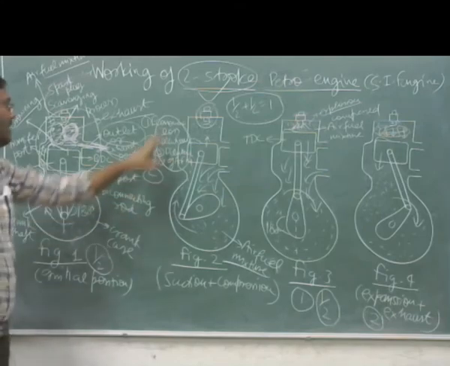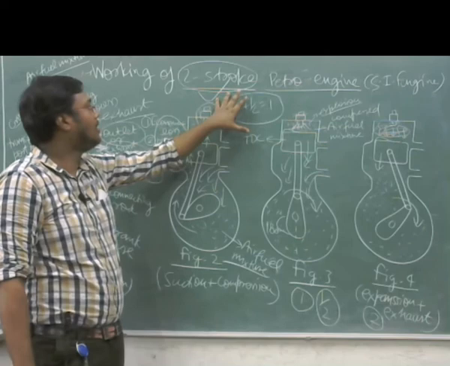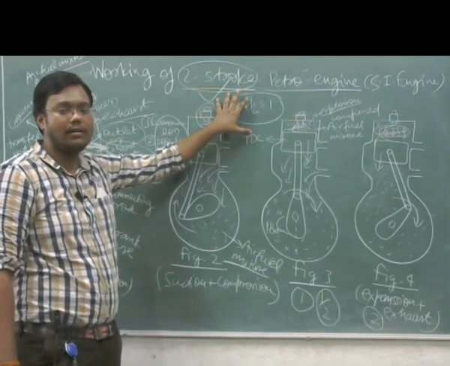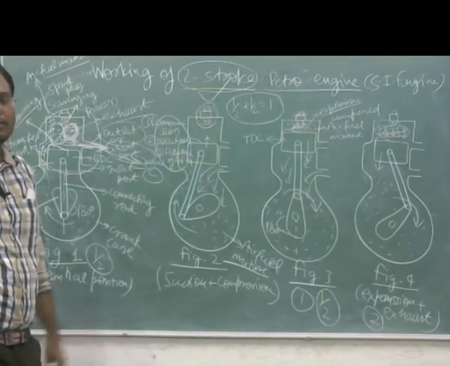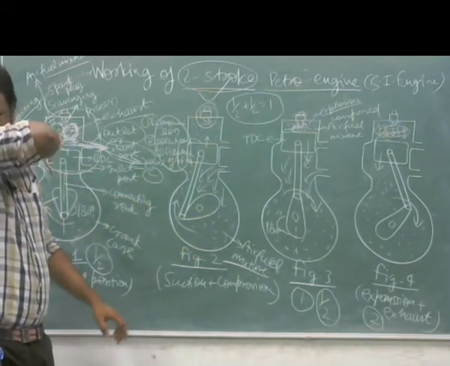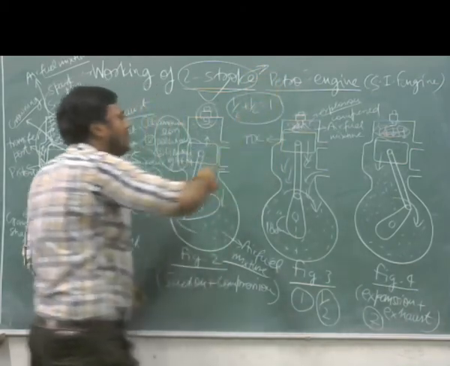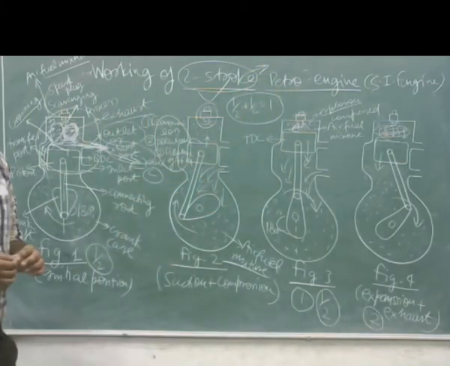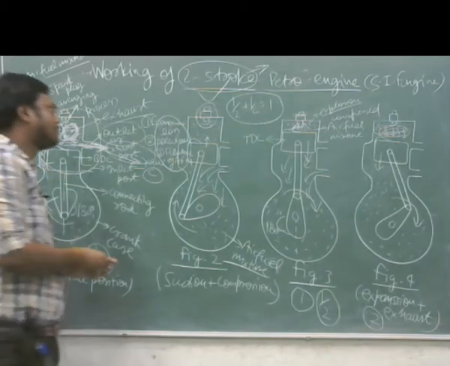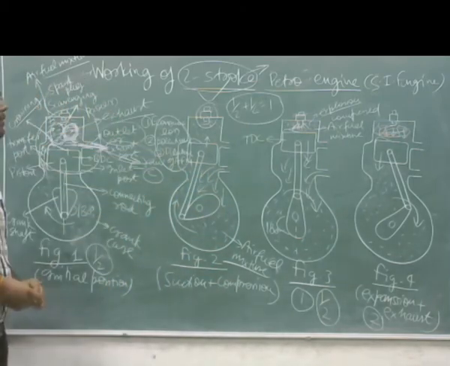Due to these bad effects, nowadays two-stroke engines are not used in two-wheelers or four-wheelers. Only four-stroke engines are used in two-wheelers and four-wheelers. Two-stroke engines are nowadays used in some applications, like some generators. So this is all for the two-stroke petrol and diesel engine.